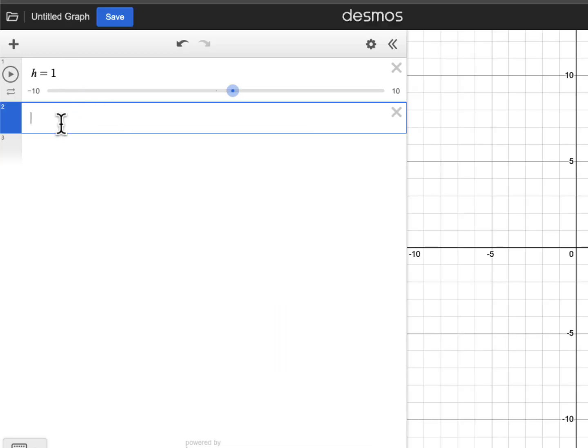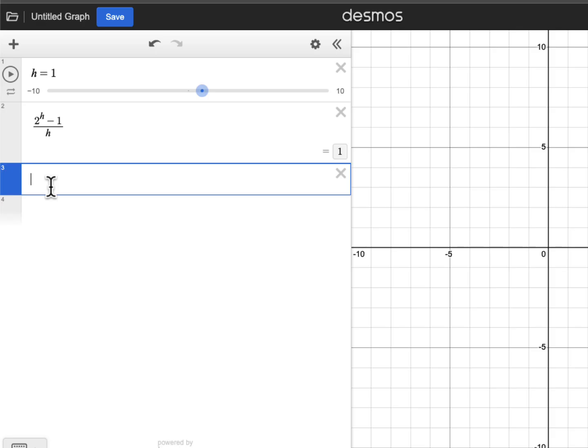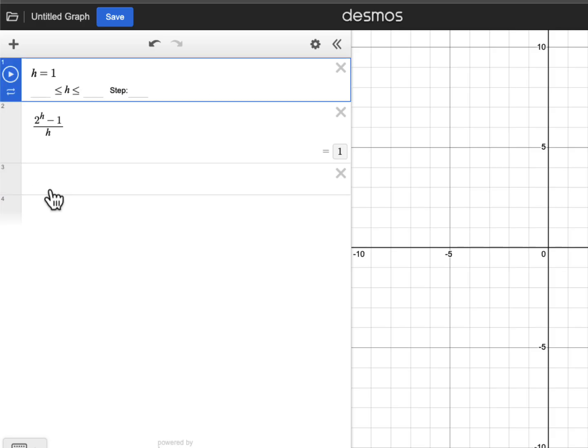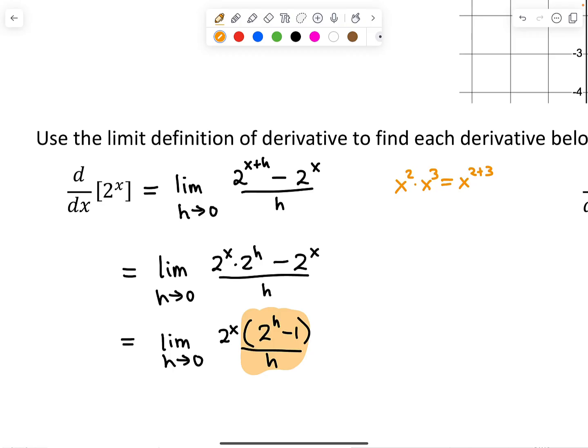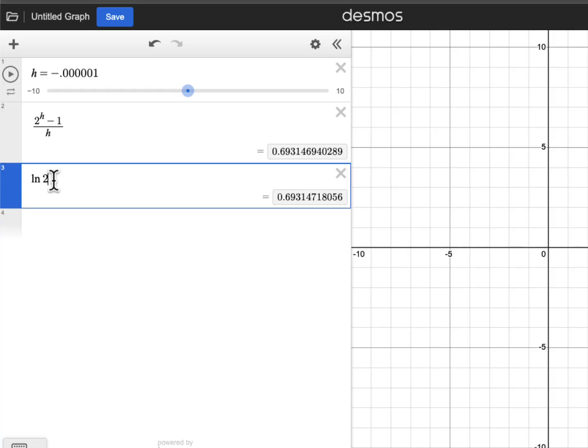So I have a slider for h, type in 2 to the h minus 1 over h, and now let's choose h values that are getting closer to 0. 0.1, 0.01, 0.001, and as I get smaller, we see that we're getting closer to a number that's about 0.693. This will be true if I use negative h's as well and make them get smaller. It turns out that this expression in orange does have a limit as h goes to 0, and that limit is the natural log of that base 2. If I type in natural log of 2, notice we get the 0.693 figure.